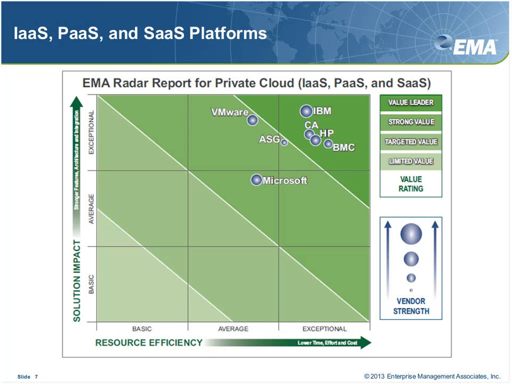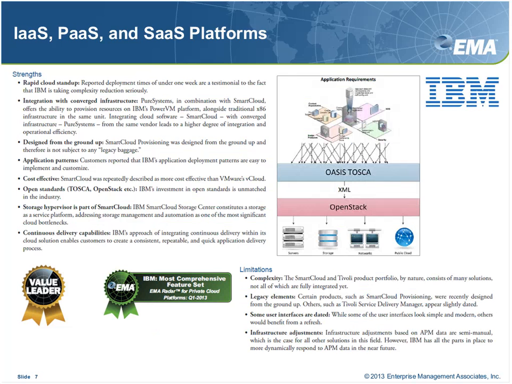When we drill into this a little bit more, we can see ASG is very close. It offers also exceptional resource efficiency and solution impact, and it's very close to entering the value leader section of this chart. And we'll talk a little bit later about the reasons why ASG could still be the right solution for you. And obviously, VMware, excellent solution impact, and Microsoft also offers strong value in this evaluation. So let's look at the individual vendors.